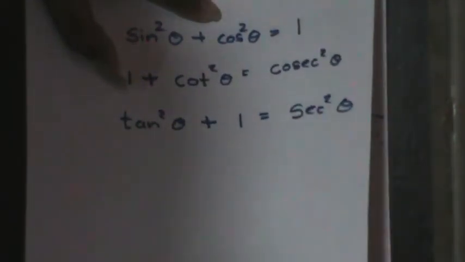So these are the three types of Pythagorean identities. Sin squared theta plus cos squared theta is equal to 1. 1 plus cot squared theta is equal to cosec squared theta, and tan squared theta plus 1 is equal to sec squared theta. Those are the three types of Pythagorean identities, and the next type of identities are the cofunction identities, which I will describe in the next lecture.